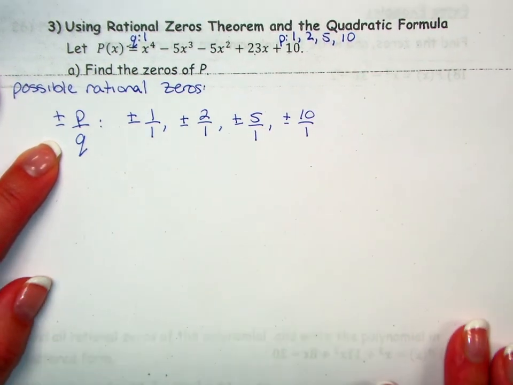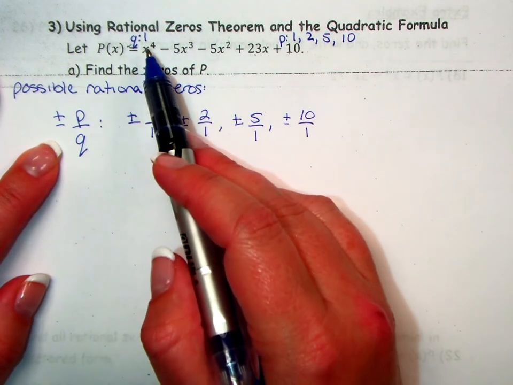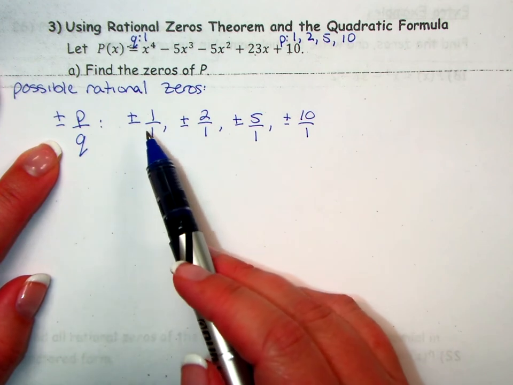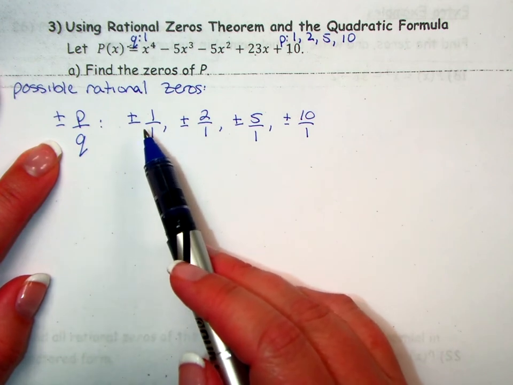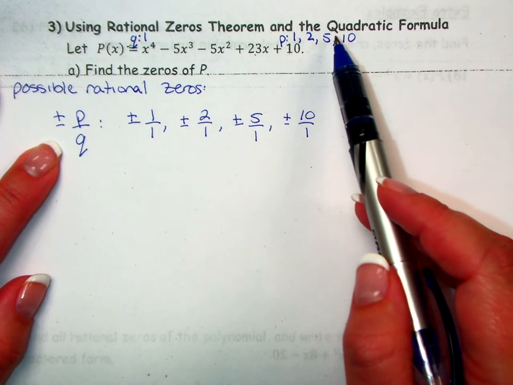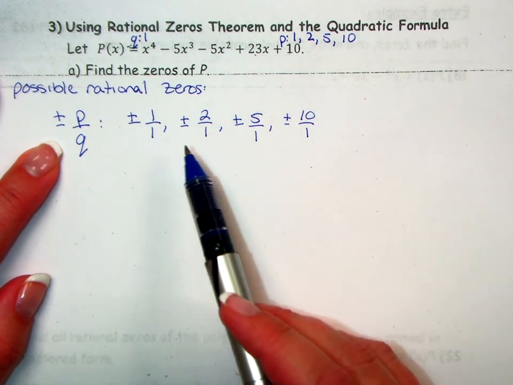Right? Now, this particular polynomial is a 4th degree polynomial. So it has 4 zeros. Right? And so it would be nice if we found all 4 in this list, but because it said we're going to have to use the quadratic formula, I'm not so sure.